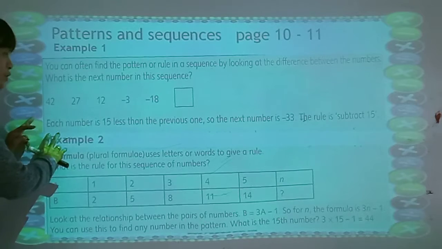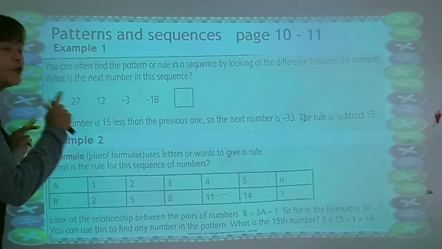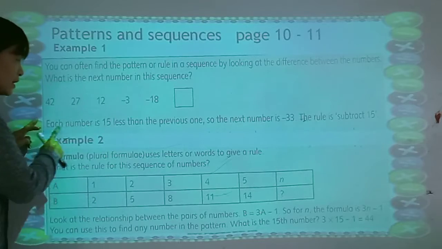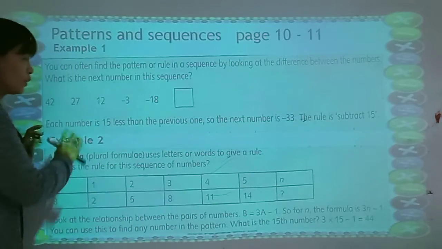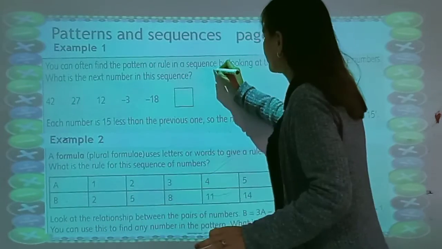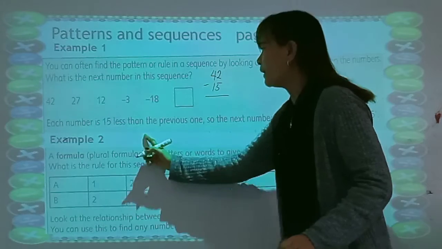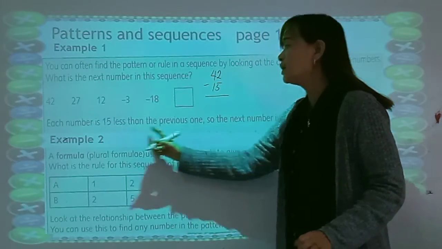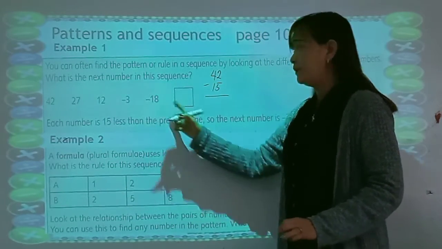So we are going to use what? Subtract 15, or 15 less than. See, each number is 15 less than the previous one. If we are going to subtract, let us try. 42 minus 15. The pattern that we are going to use is we need to subtract 15 from each number.